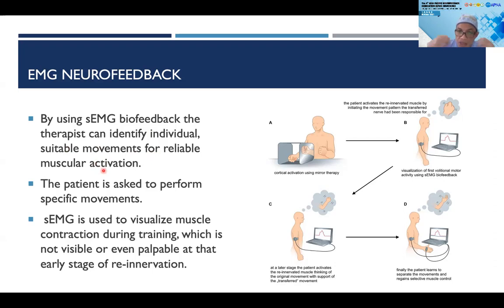And then we ask the patient to perform a specific movement. Squeeze your hand, for example. And then the surface EMG is used to visualize the muscle contraction during training. And then we get the information. The patient will know the information objectively.